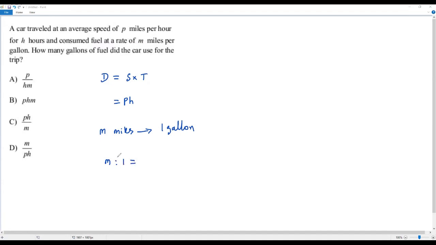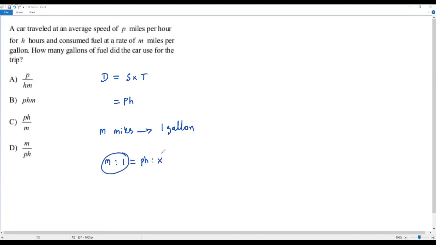Now let's write the same ratio with this distance. That is, for the distance of PH miles, how many gallons of fuel are required? We can assume that one as X. Okay, here we have a ratio between the distance and the number of gallons of fuel. And here also we have the ratio between the same two things, that is the distance and the number of gallons of fuel required. Okay, our aim is to solve for X in this equation.